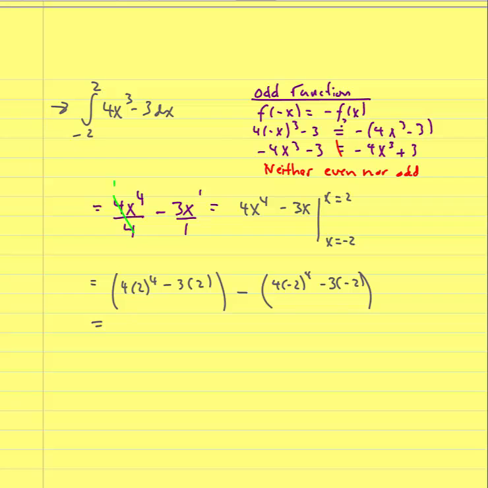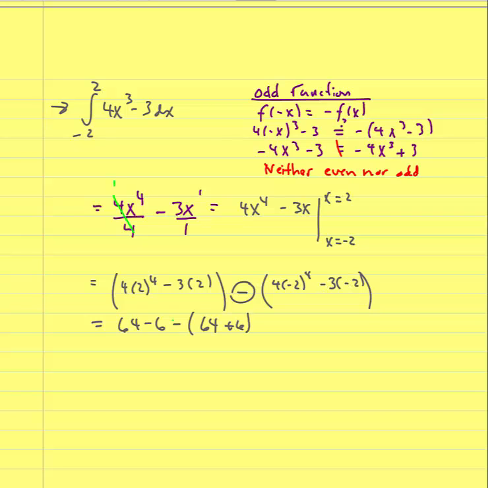Okay, simplifying, 2 to the fourth is 16. 16 times 4 is 64, so I have 64 minus 6. And I'm going to leave my parentheses up for my lower to make sure the negative sign distributes through. Negative 2 to the fourth would be positive 16, times 4 is 64, and then negative 3 times negative 2 is a positive 6.